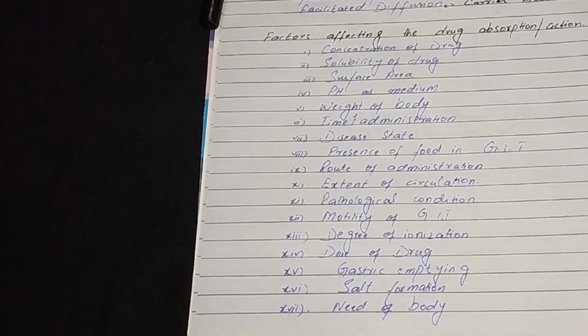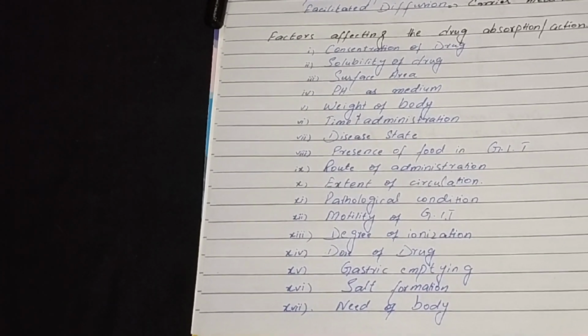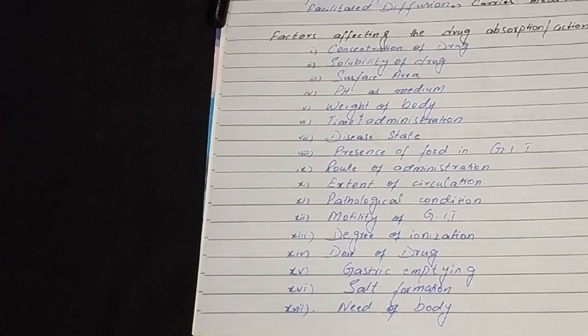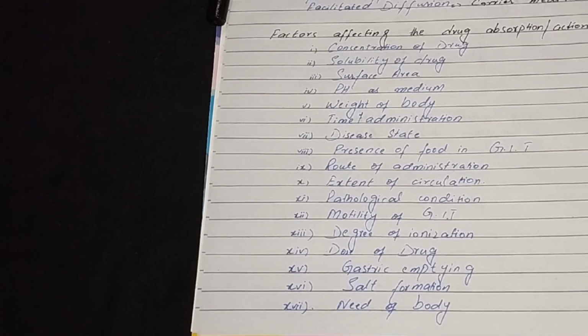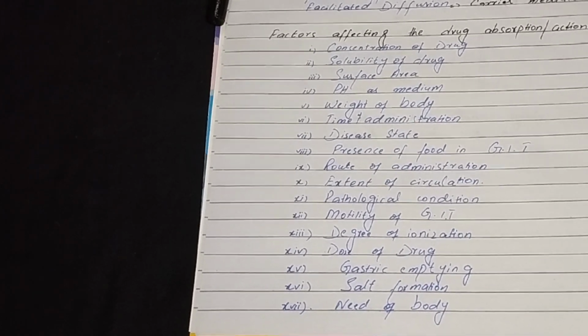And next is degree of ionization. The drug absorption is inversely proportional to the degree of ionization. The greater the degree of ionization, the lesser will be the absorption of the drug, and vice versa, right?